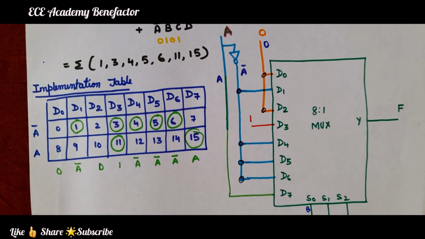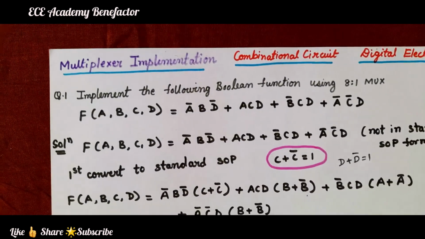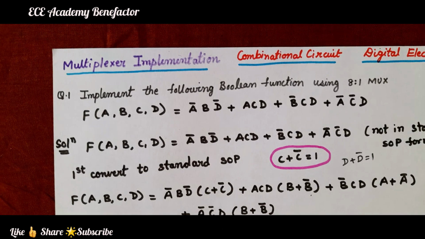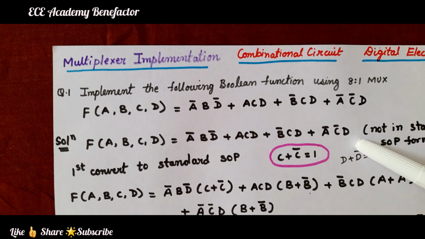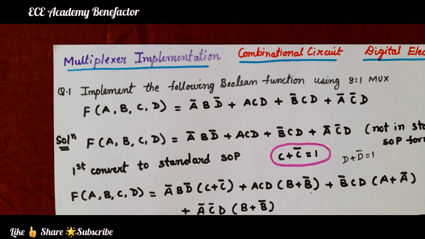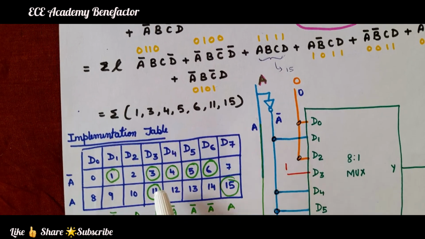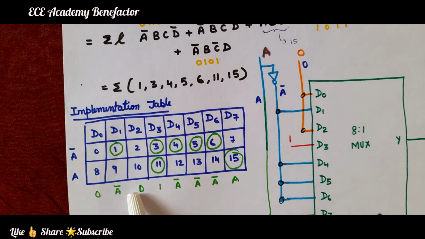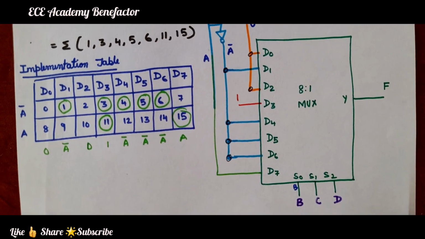I hope the class is clear. So what is the first task if it is not given in the standard SOP form? First we have to convert the given Boolean function into standard SOP form by using the formula C plus C bar is equal to 1 or A plus A bar is equal to 1. After converting into standard SOP form, write the list of minterms, write the implementation table, circle them and find what value each input is to be connected to, and then draw the implementation.